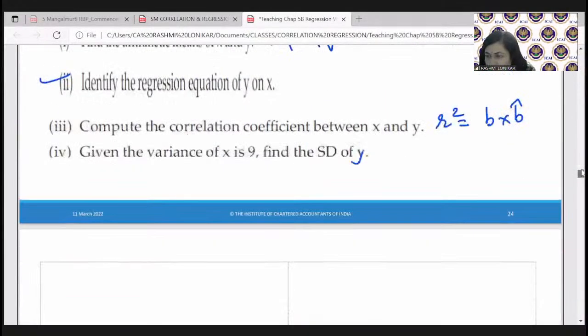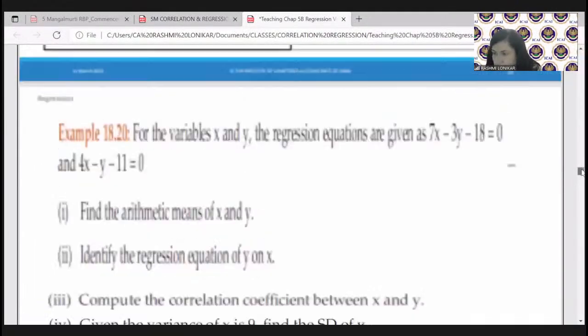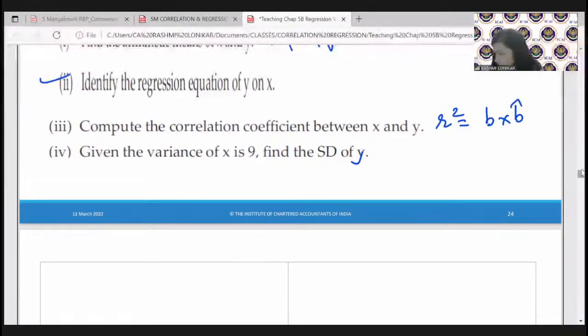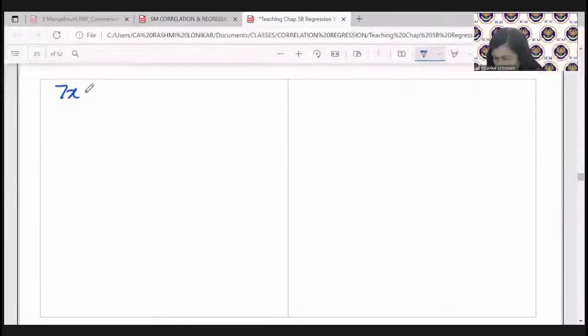Okay, so now let us do this. Is this the equation 7x? Let me see where this question is written. Okay, so first equation is 7x minus 3y is equal to 18, and the second equation is 4x minus y is equal to 11. These are the two equations.